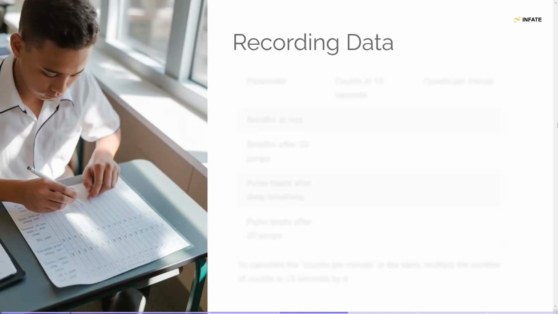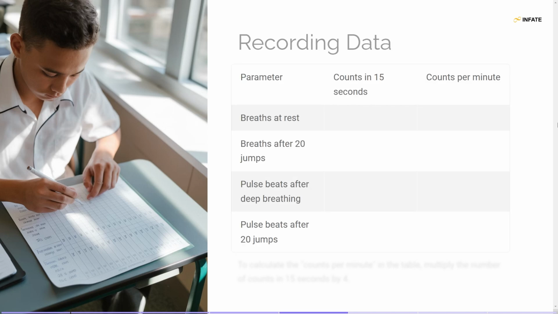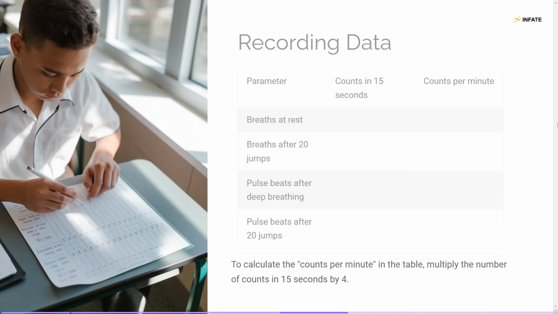Slide 5. Recording data. This slide shows a table to document observations during the experiment. Record the number of breaths or pulse beats counted in 15 seconds for the following parameters: breaths at rest, breaths after 20 jumps, pulse beats after deep breathing, and pulse beats after 20 jumps.